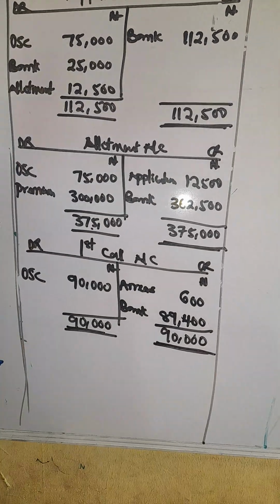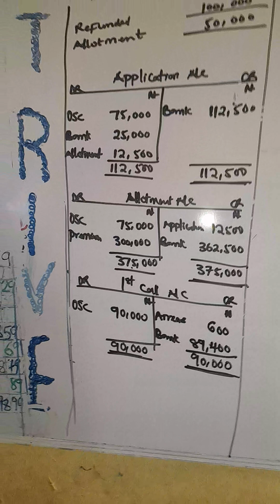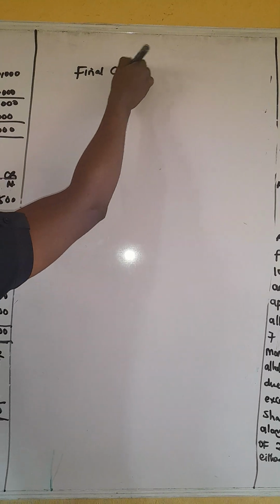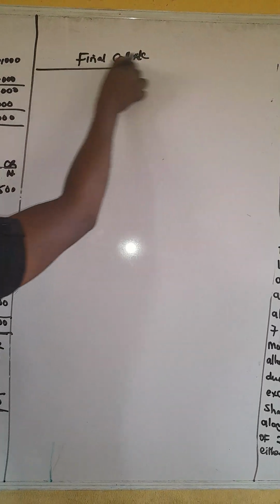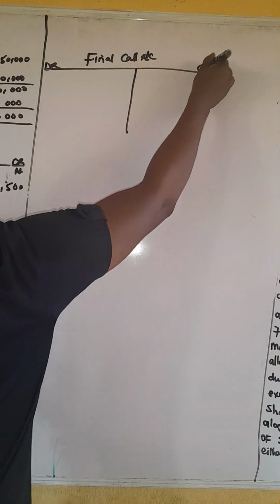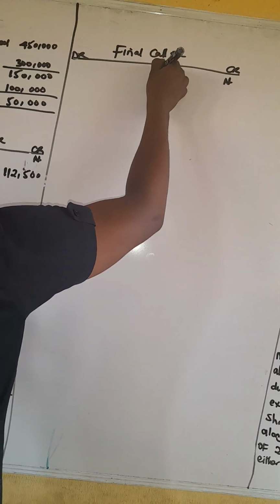Do you see it now? So for the next step, we go to the final call. The final call account will look like this. There is a debit, and this is the credit. Let's go back to the question again.